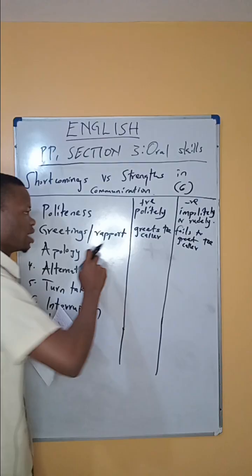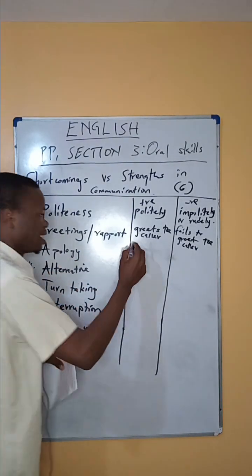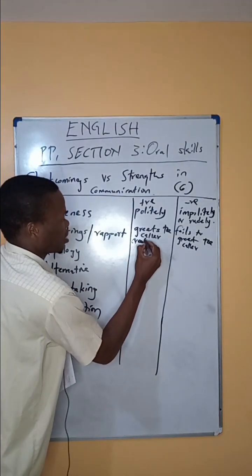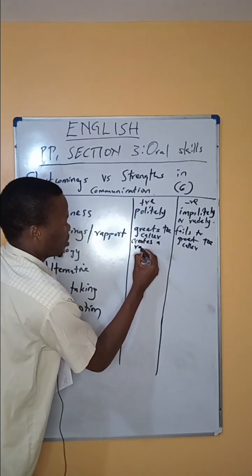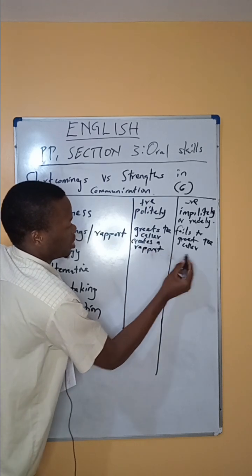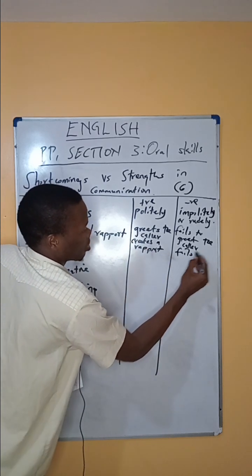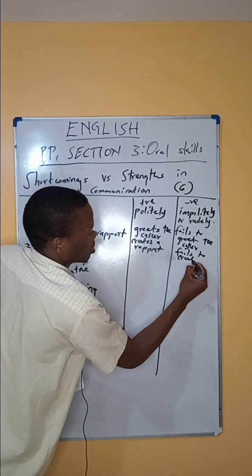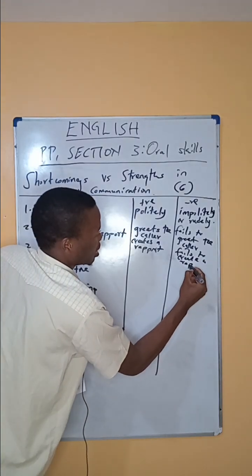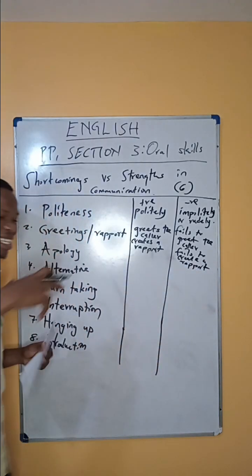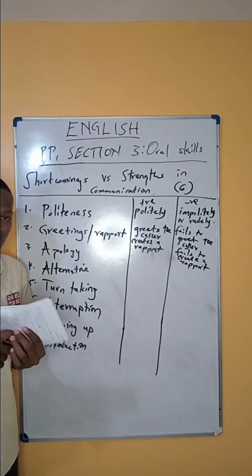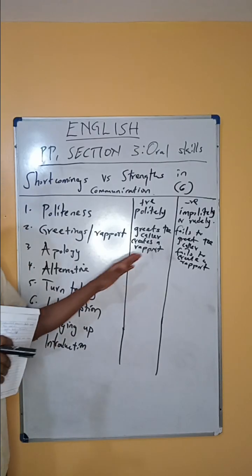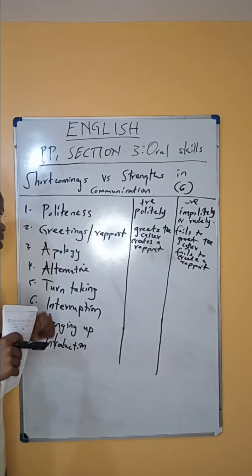You can also talk about rapport. This one creates a rapport. We talk about creates a rapport. This one fails to create a rapport. Someone just starts the conversation without even greetings or saying hi or good morning. That one fails to create a rapport.